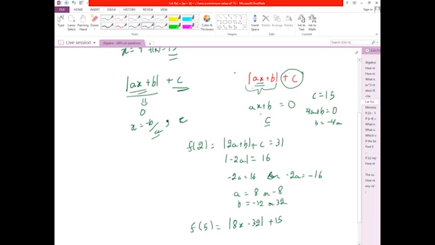I think it should not matter which one you take. You take this set of solutions or you take this set of solutions, it doesn't matter, because the number inside the mod function will remain the same. So you can use either, and I think you'll get only one answer. So you can calculate f(5)'s value from here.